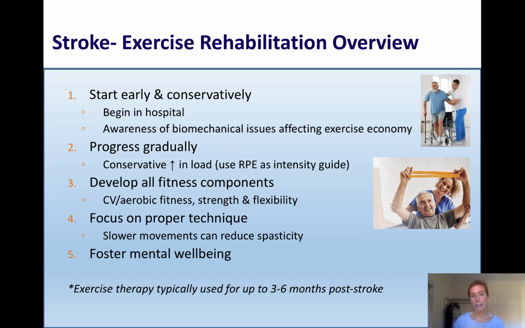And just a note there, exercise therapy is typically used formally for about 3 to 6 months post-stroke. In that time frame, we're hoping to get people to a point of independence where they can then continue with the exercise and really build that lifelong independence and get them back to where they were previously before the stroke. And depending on what position they were in previous to the stroke, we actually want to improve that and really try and prevent any secondary issues.